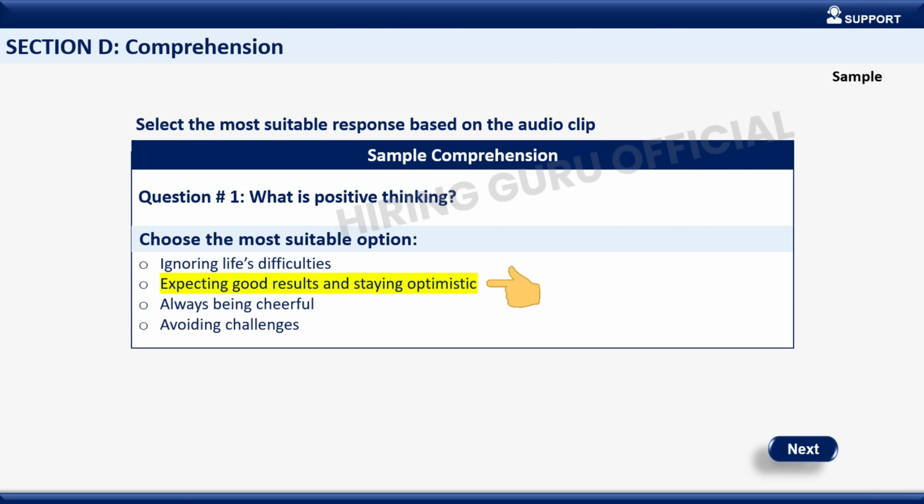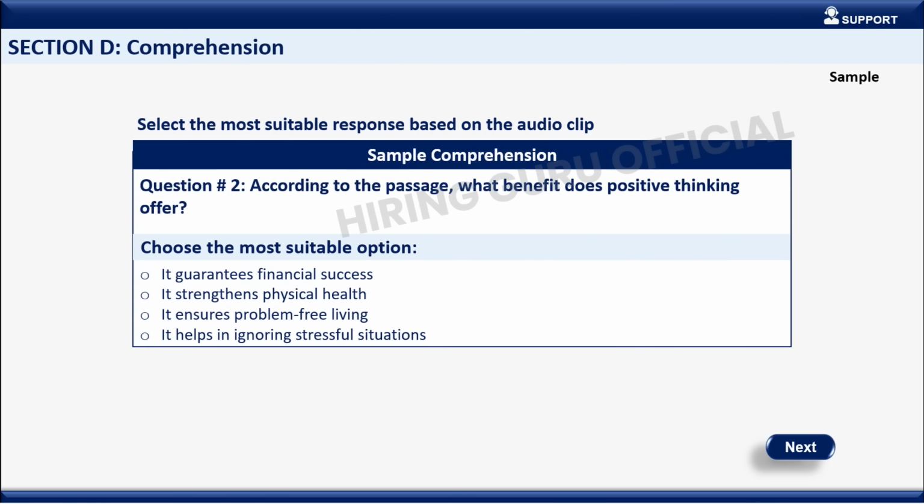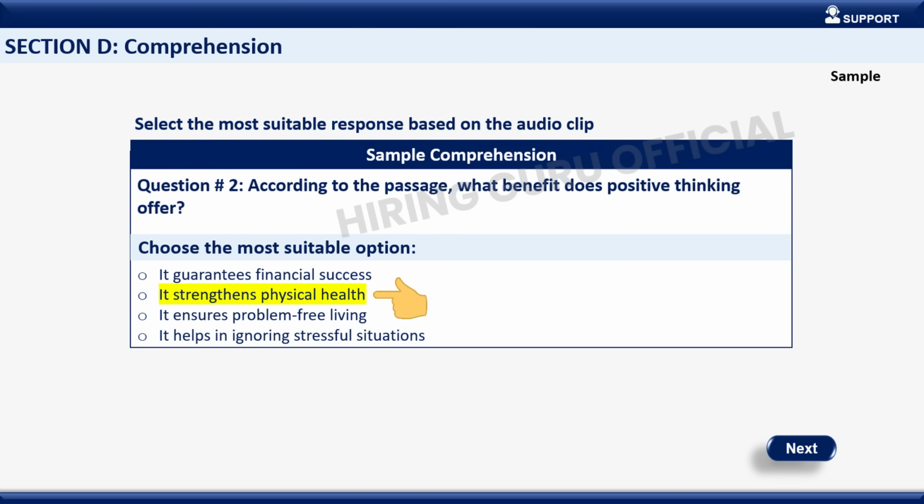So the correct answer for this question is option number 2, expecting good results and staying optimistic. So the correct answer for this question is option number 2. It strengthens the physical health.